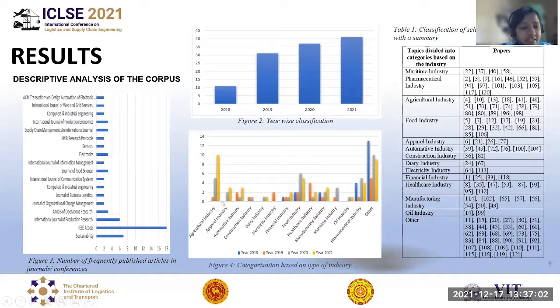And also when we consider the agriculture industry, most of the research papers in 2021 have been published in the agriculture industry. And when we consider the food industry and pharmaceutical industry, many research papers have been published. But when we consider industries like the apparel industry, automotive industry, dairy industry, financial industry, healthcare industry, a very small number of research papers have been published. So there's a huge gap. We need to study this area also.